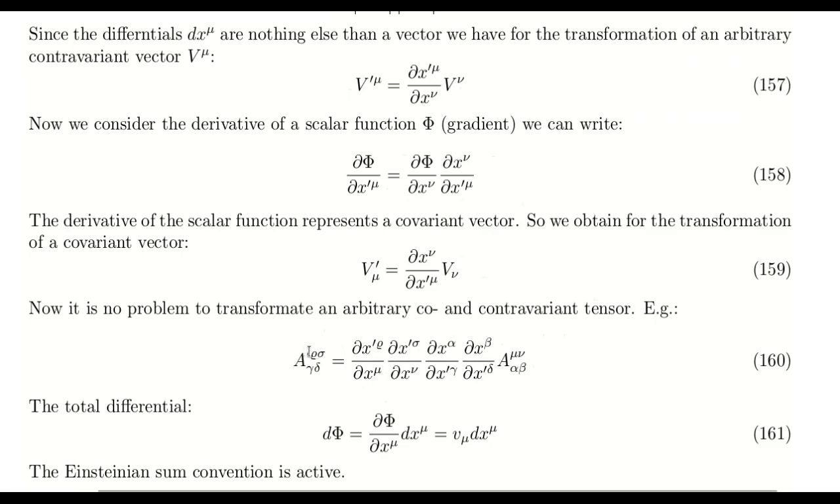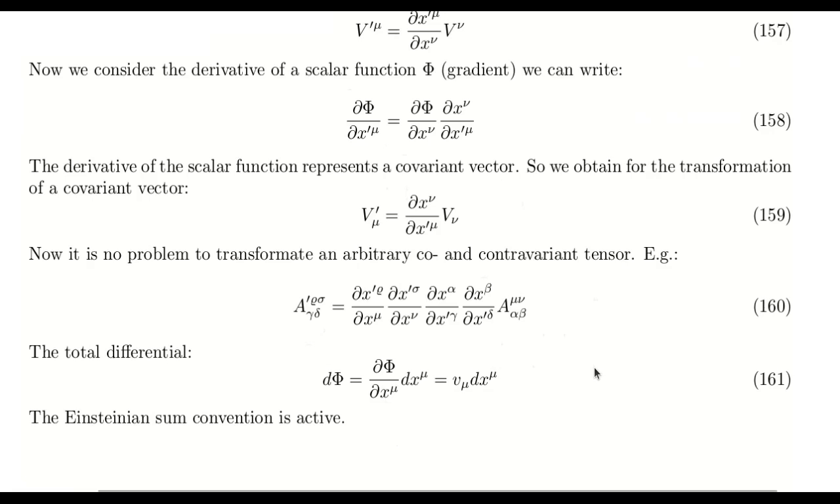Then, for the total differential of a scalar function phi, we have 161. The differential quotient of phi and x is a covariant vector, so we can write v mu covariant. Of course, this scalar product can also be written with a contravariant index for v and a covariant index for dx.